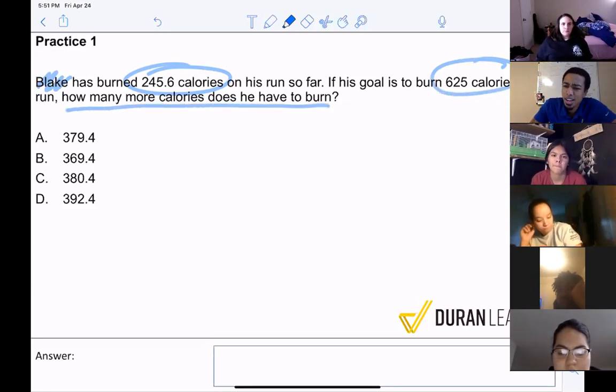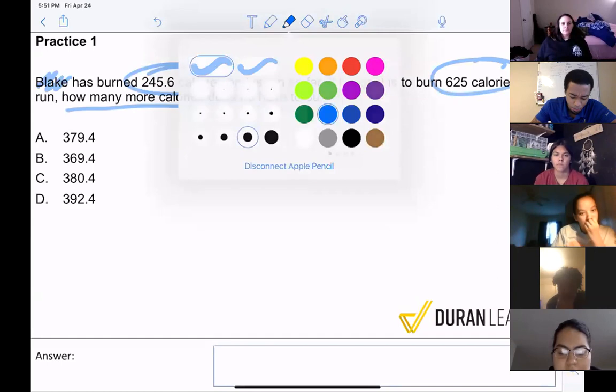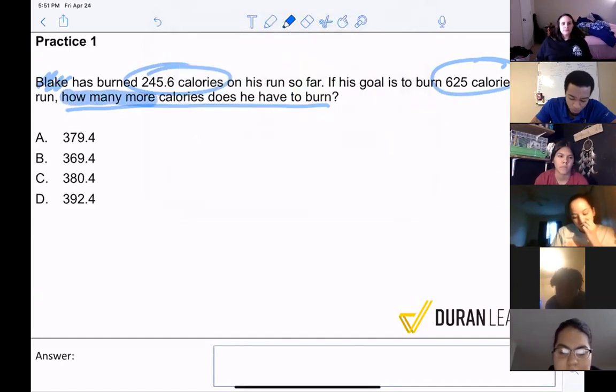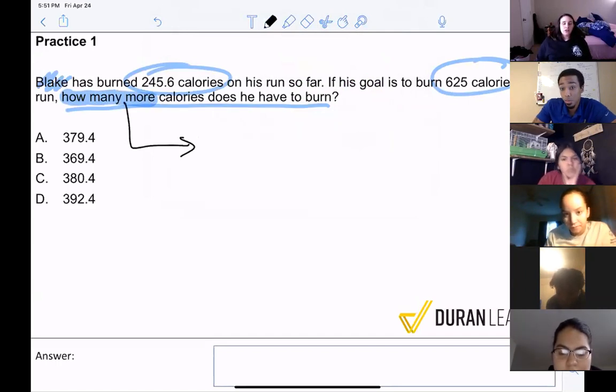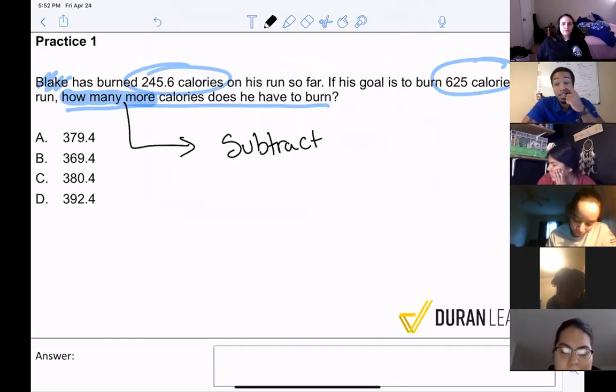What's the key phrase there? What's the phrase that you recognize the most in there? How many more? You guys know it. That phrase, how many more, almost every time means subtract. Because think about it in real life. If it doesn't make sense in the problem, always think of a real life example.